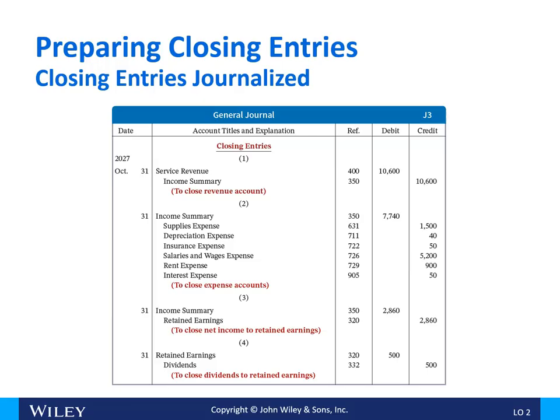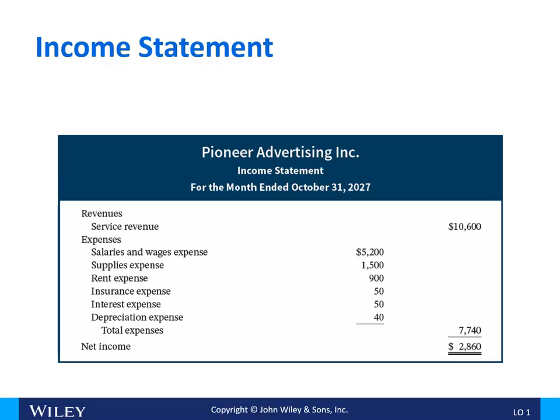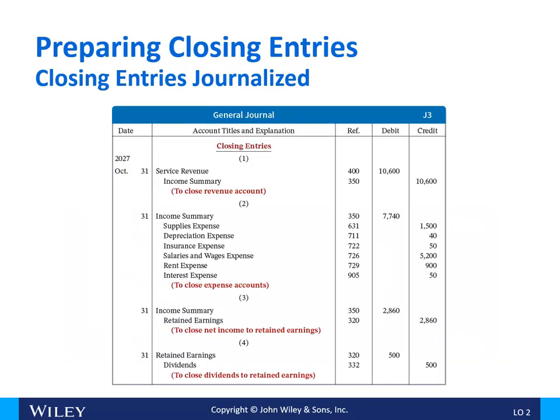Okay, so revenue has a credit balance from our income statement. Here on this slide, we see that it's got a balance of $10,600. That's a credit balance. So to close that and make the service revenue account zero, we're going to debit service revenue and credit income summary.